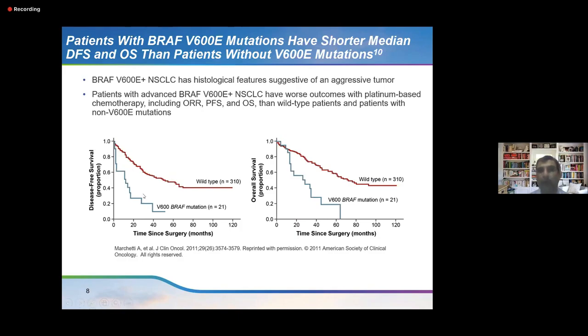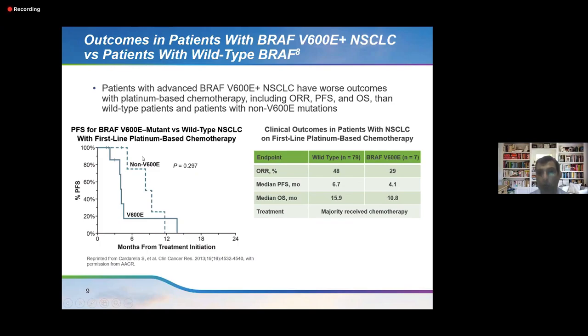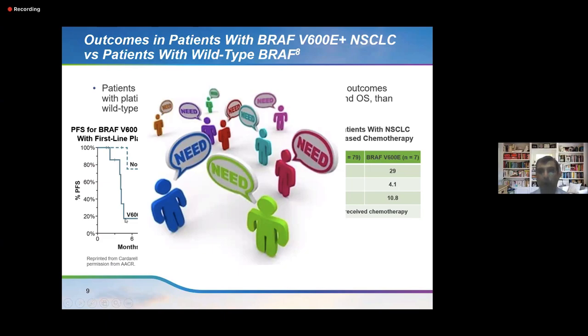As we can see by this graph, the red graph shows the wild type, and the V600E is in the green or the gray graph. Even if you look at the non-V600E people, they do much better than the V600E people, and that is why there is an unmet need. So, summarizing again, BRAF V600E is present in 2 to 4% of people. There's a difference between V600E and non-V600E mutation. People with no BRAF mutation do the best, then comes BRAF non-V600E, and then the BRAF V600E mutation. So definitely there's an unmet need to identify and treat the BRAF mutations.